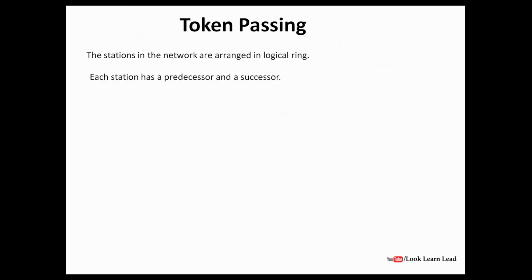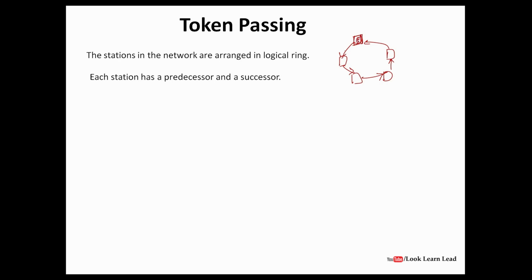Okay, now let's see what is token passing. In this, the network is arranged in a logical ring, in the form of a ring. It is unidirectional, it is not bidirectional. Suppose this is the station.